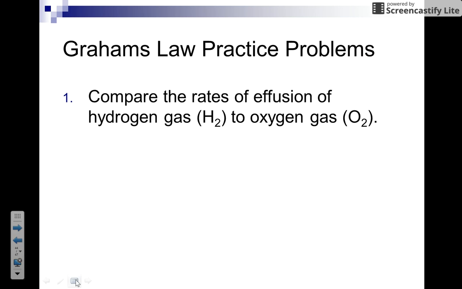So let's take a look at an example. This first example says compare the rates of diffusion of hydrogen gas to oxygen gas. So if we take a look at the formula again, rate of gas A divided by rate of gas B is equal to the square root of the molecular weight of gas B divided by the molecular weight of gas A. Notice these are opposite. If B's on top on one side, it's on bottom on the other. And we want gas A to be our lighter gas, so based on these formulas, we know hydrogen's molar mass is just 2.02 grams per mole, whereas oxygen's molar mass is 32.00 grams per mole. So we're going to define hydrogen as gas A and oxygen as gas B.